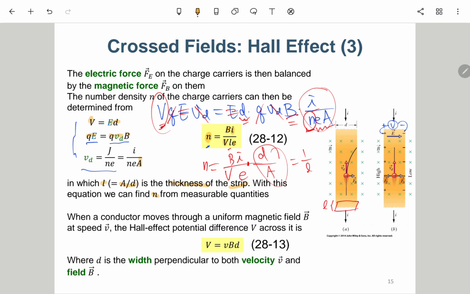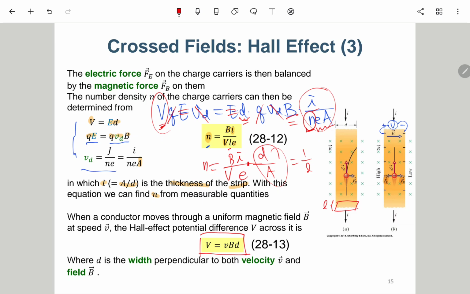The carrier density is the number of charges per unit volume. Okay, when a conductor moves through a uniform B field at speed v, the Hall effect potential difference V across it is V equals vBD. This is a very important formula we can easily use.